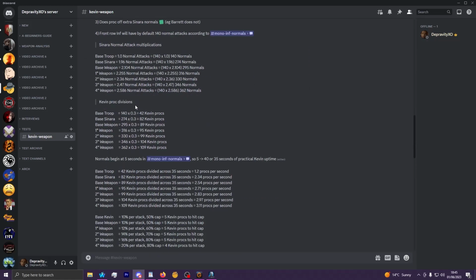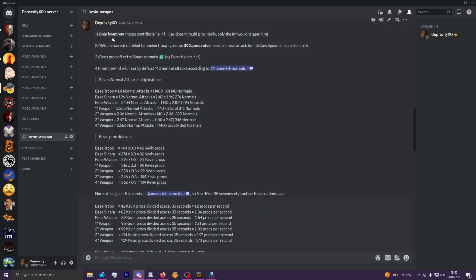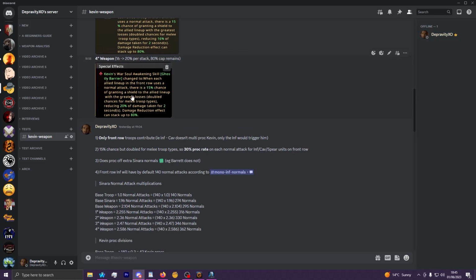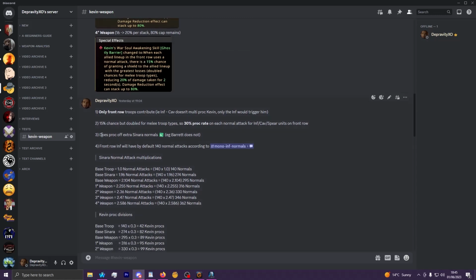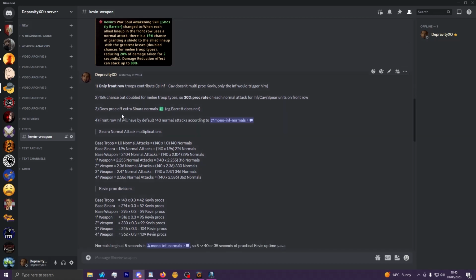So a few key points before I get into all the heavy mathy stuff. Only the front row troops will contribute. So if you're running Imp Cav, only the Imp would be able to proc Kevin, so you can't stack Kevin faster than running multiple lanes. It's a 30% proc rate, despite it saying 15%, because of the doubled chances tooltip. It, of course, does proc off of Sonara extra normal attacks.